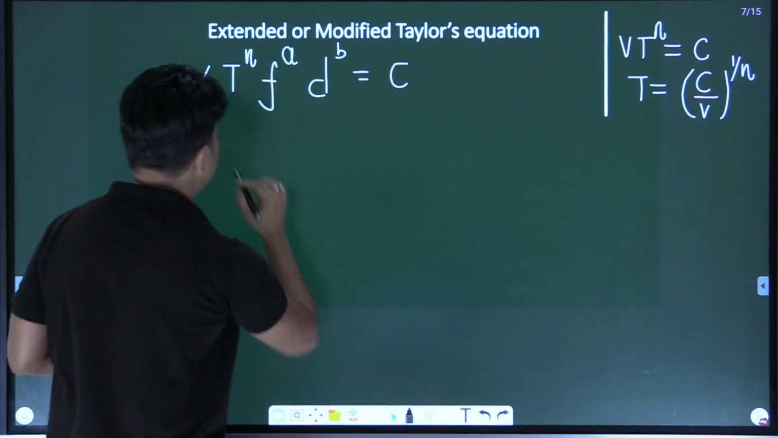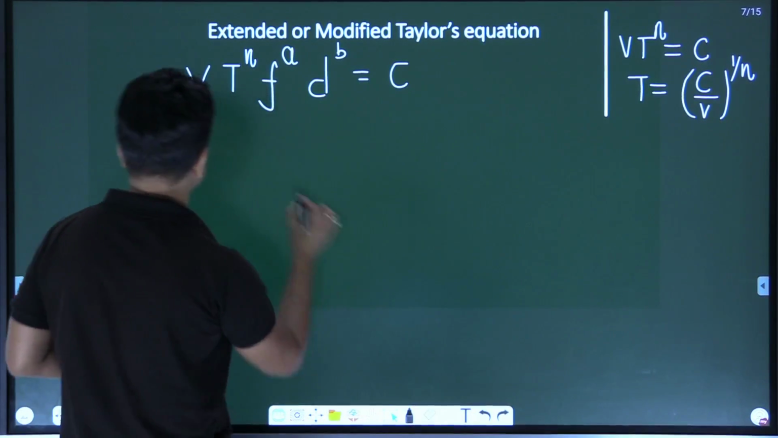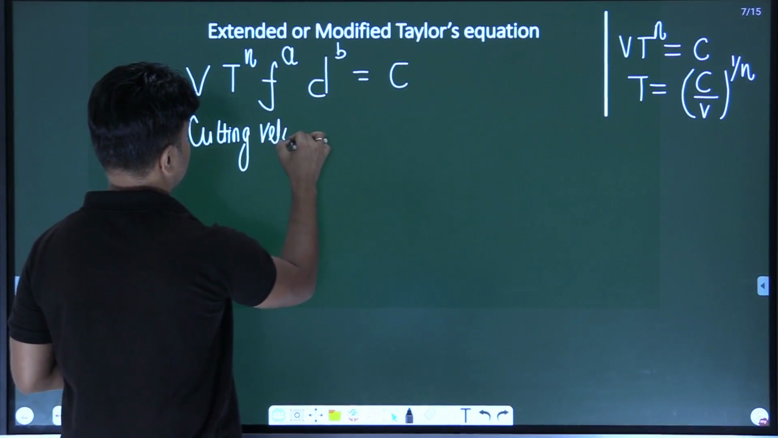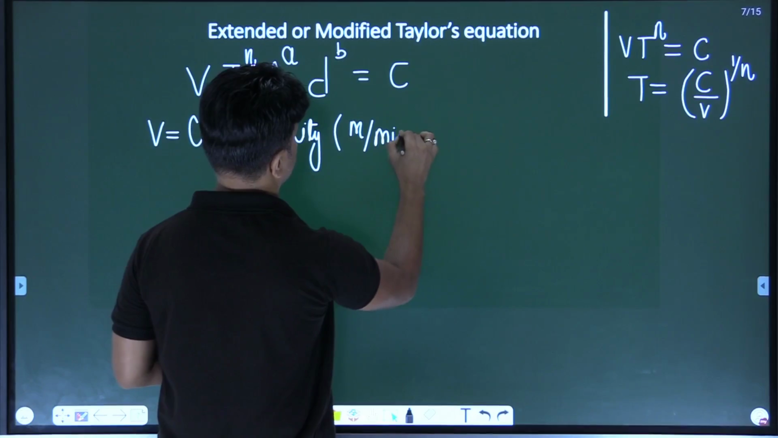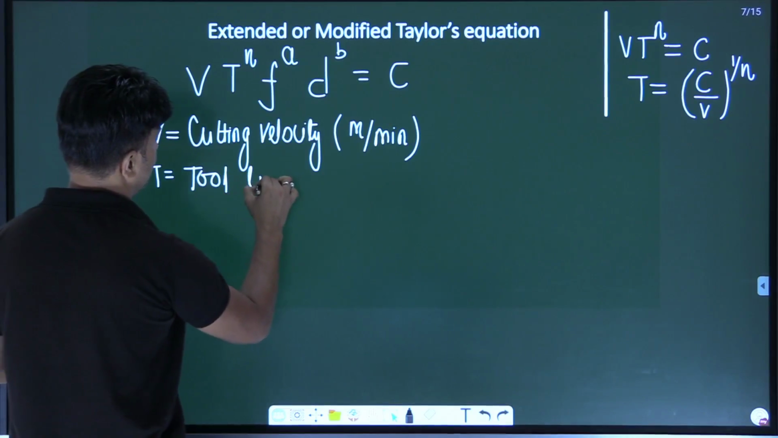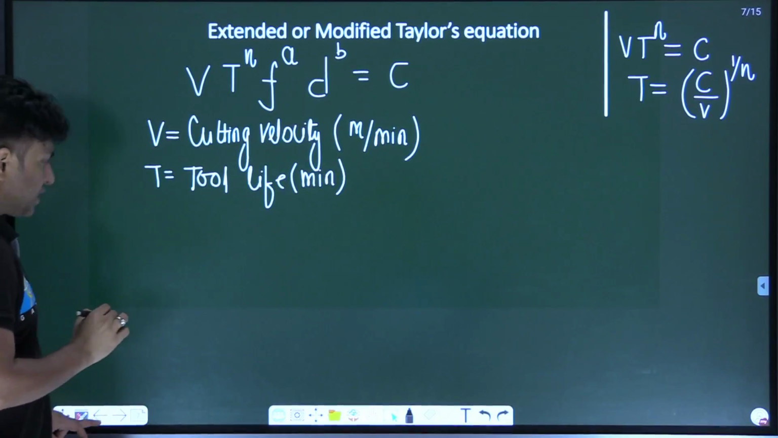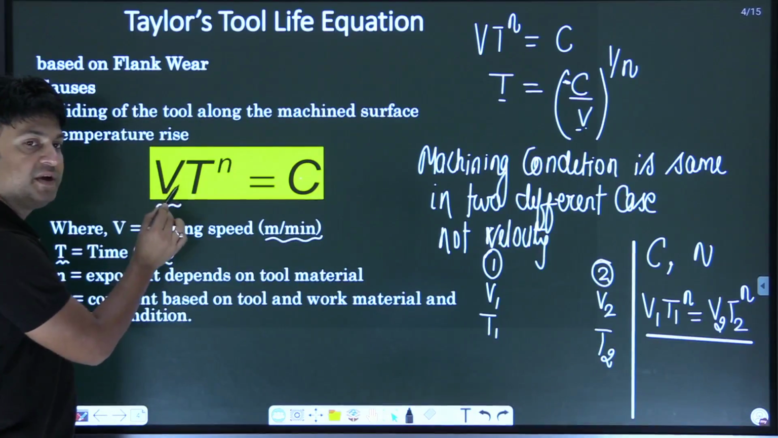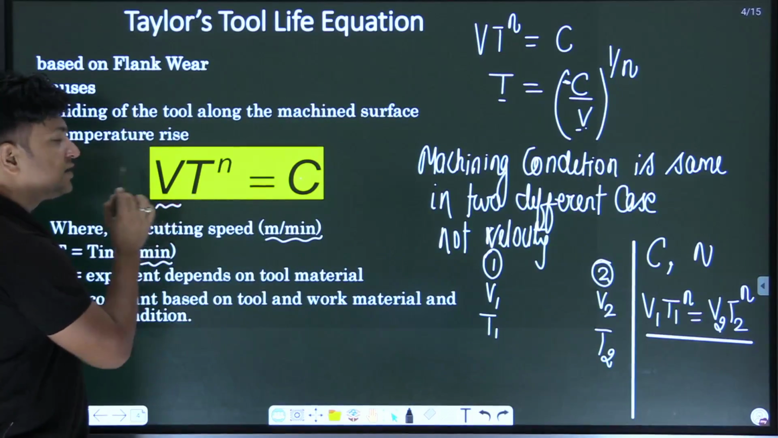Dear student, here V as usual is the cutting velocity, in meter per minute. Here T is the tool life, and the unit should be in minute. I hope you understand that in this equation you have to put velocity in meter per minute and T should be in minute.